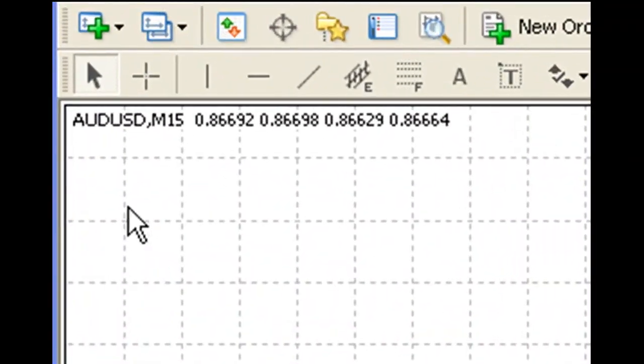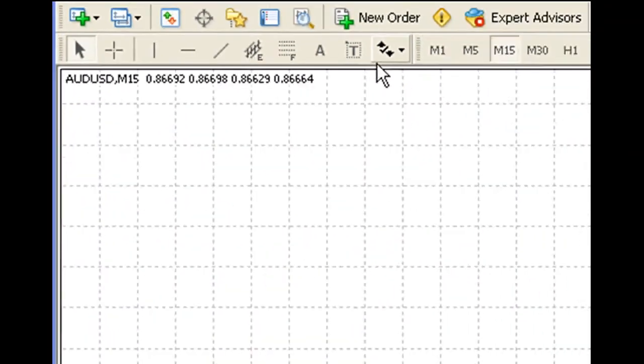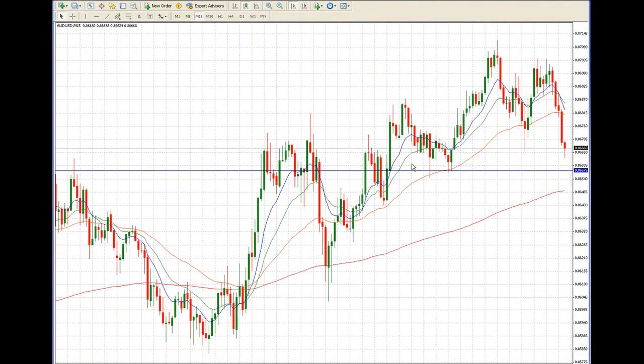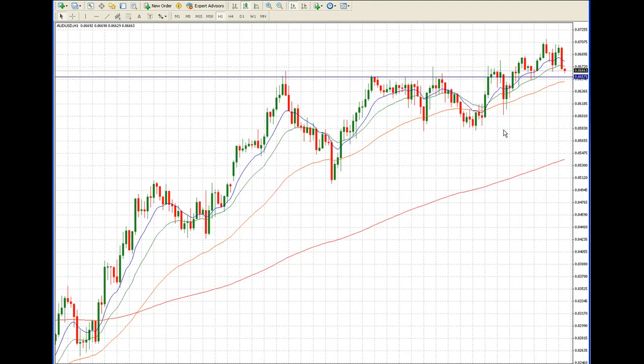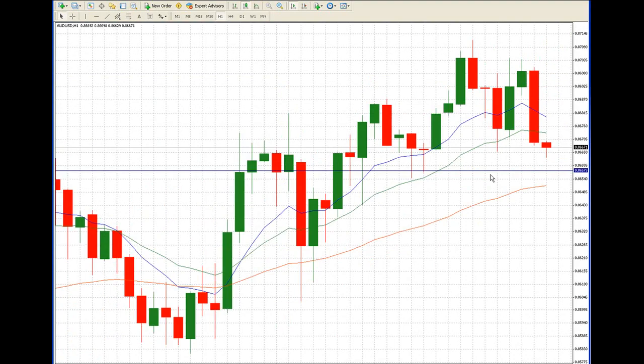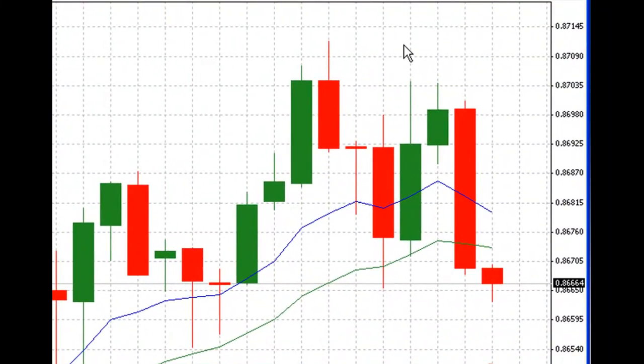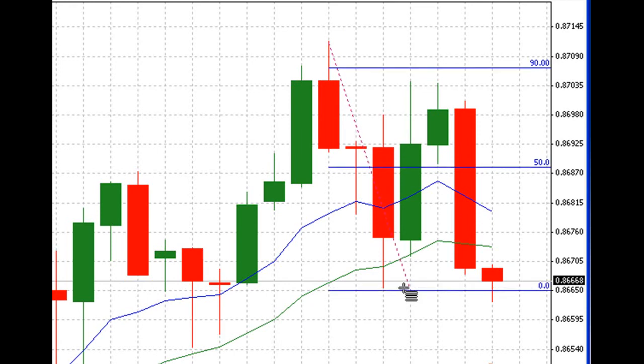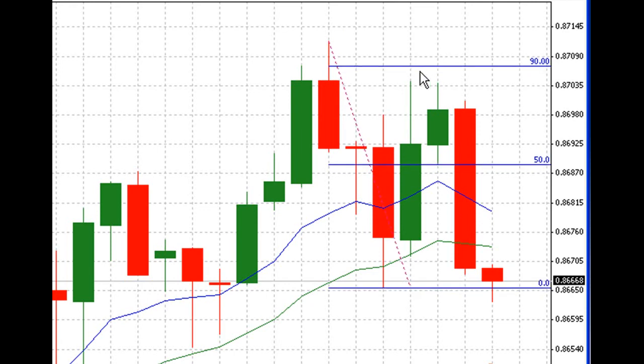Okay, here we've got Australian dollar against US dollar. Now you can look at this on the 15-minute time frame, or you can look at it on the hourly time frame. Let's look at it on the hourly time frame. So if I just stretch this across, what we've got here is an A, B, C, D. The C point has not violated the 90% mark, so this is valid.